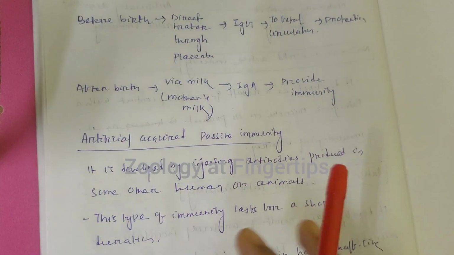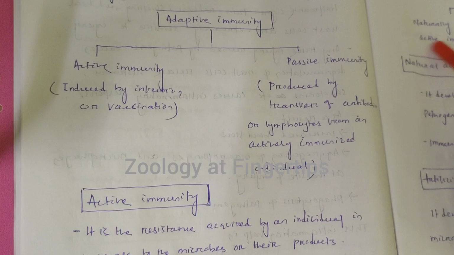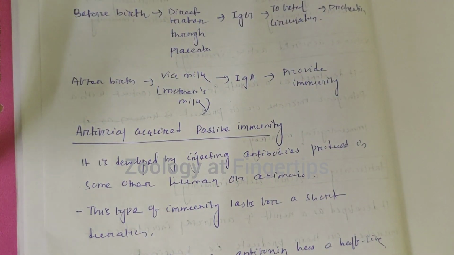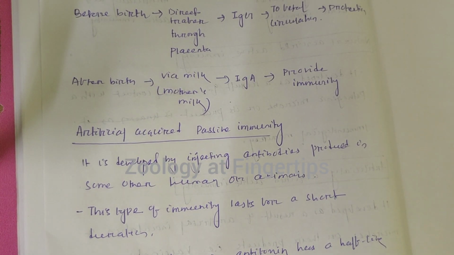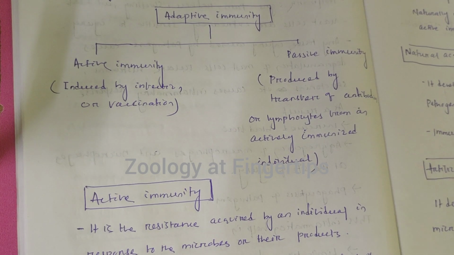This is all about what is acquired immunity and its various types like active and passive, with active divided further into natural and artificial, and passive divided into natural and artificial. The example of each type of immunity is very, very important for all the exams. We have to make it very clear so we can easily answer the question.